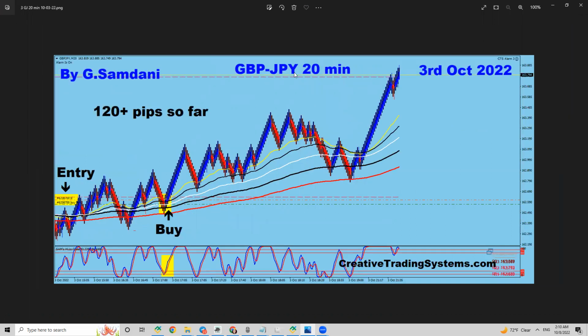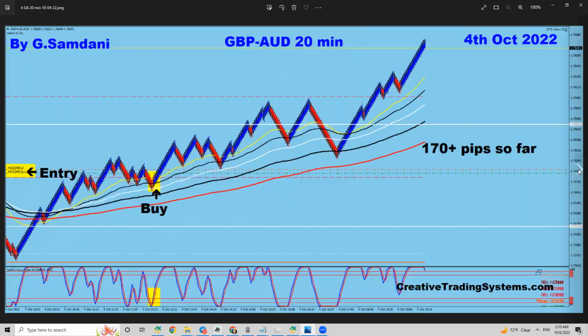The third trade, pound yen for 120 pips. Same kind of setup again here. You can see that this is the entry. This is the trade here, right? And here we go on the 4th, pound Aussie. Everything was going up, right? So here, buy order. This was the setup again, same thing. 470 pips, by the way.